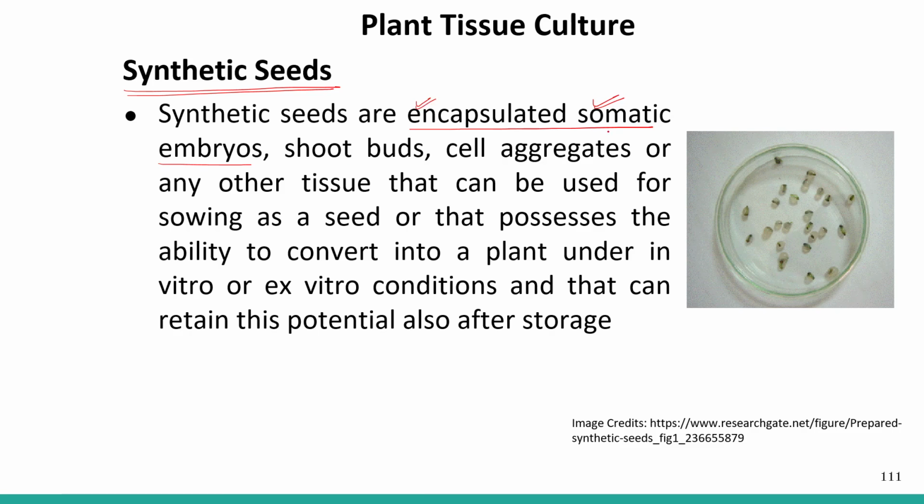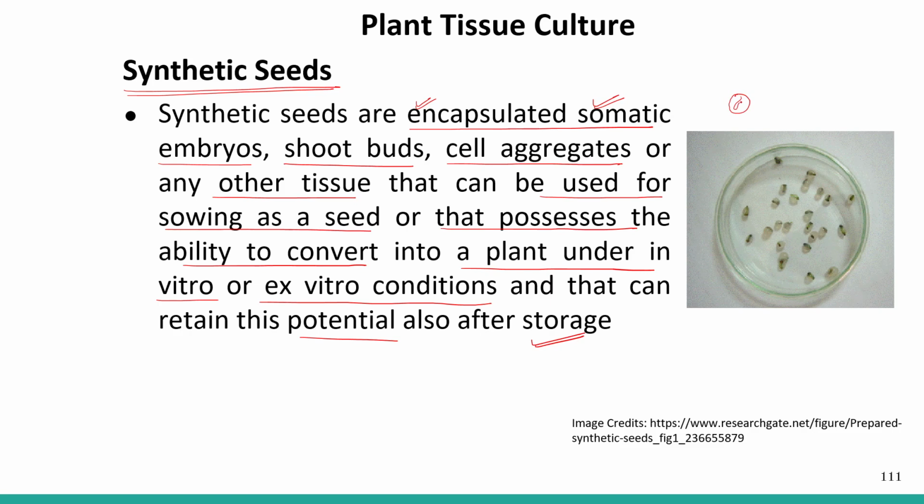Not only somatic embryos, but shoot buds, cell aggregates, or any other tissue that can be used for sowing as a seed, or that possesses the ability to convert into a plant under in vitro or ex vitro conditions, and that can retain its potential also after storage. Means this particular synthetic seed is having an embryo inside it.